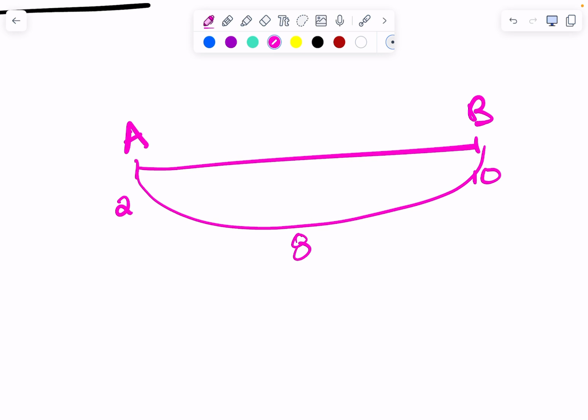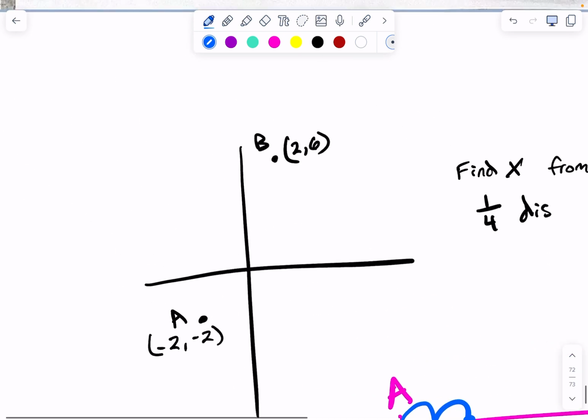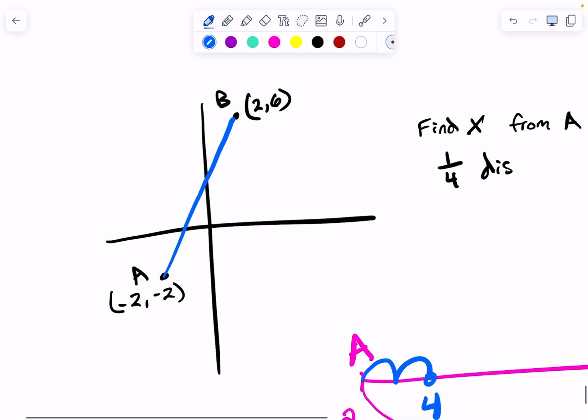Here's the problem that I'm seeing a lot of you. If I'm going a fourth of the distance, what's a fourth of 8? It's 2. I'm seeing a lot of people circle the answer 2. No. You're going 2 units, but you're starting at 2. So where should he end up? At 4.